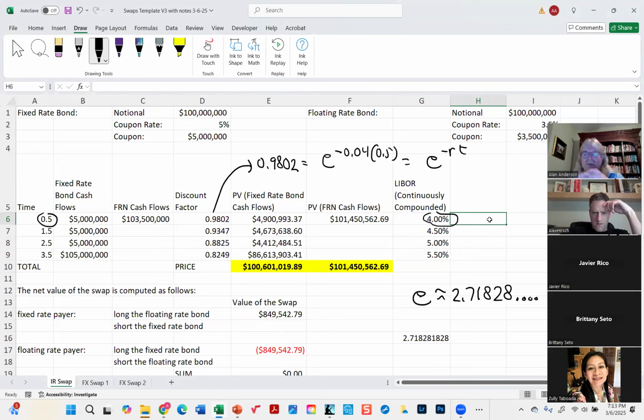Yeah, you see why Excel is so heavily used on Wall Street. Imagine trying to do this by hand. The LIBOR, which is continuously compounding, will continue, like the discount factor will go lower even faster. That's right, which means that the present value for the floating rate note will end up being higher than the floating rate note cash flow.